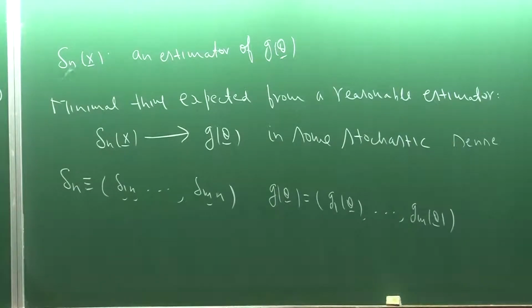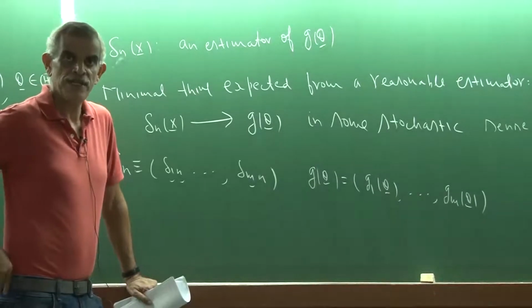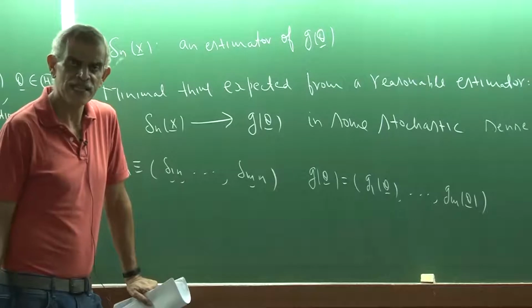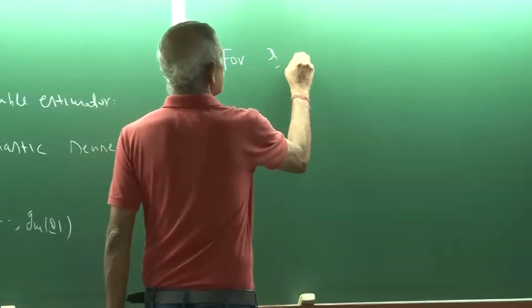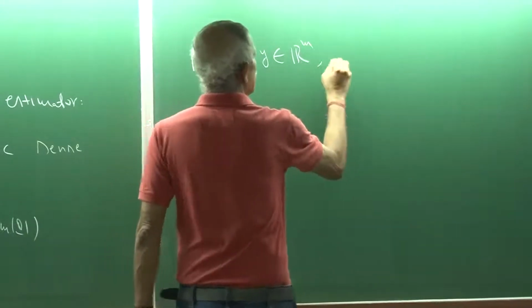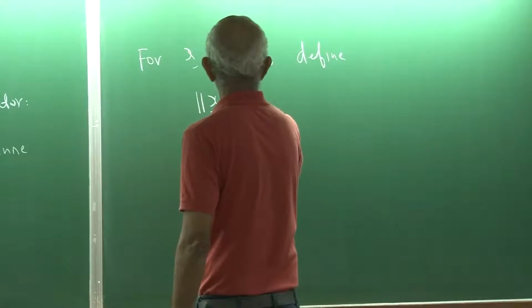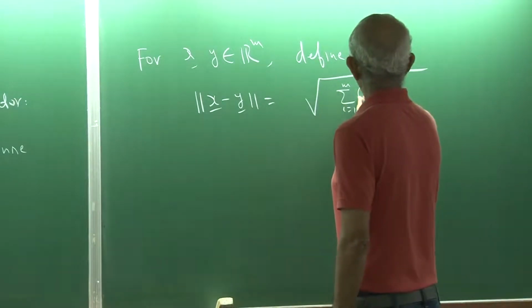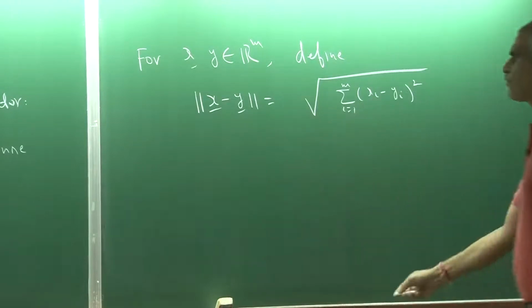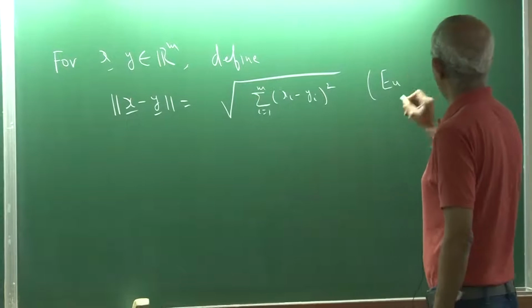First, let us talk about when I say that two vectors x and y in R^m are close. Of course, one can define many distances, and each distance will give you a measure of closeness for two points x and y in R^m. But the most common distance is the Euclidean distance, and that is what we'll use in this course. So for x, y belonging to R^m, I define the Euclidean distance between them, which I denote by norm of x minus y. This is nothing but the square root of the summation i equal to 1 to m of (xi minus yi) whole square. This is called Euclidean distance because it's a distance in the Euclidean space.